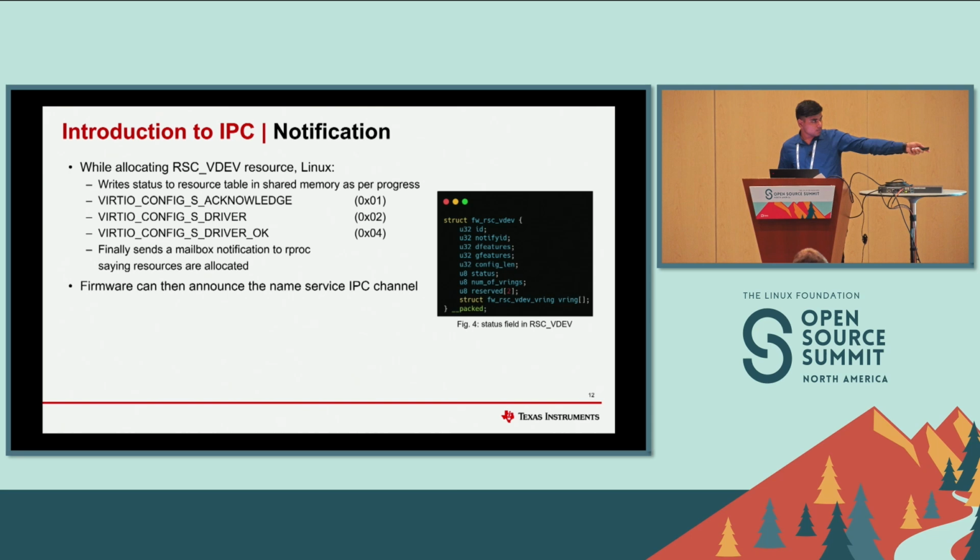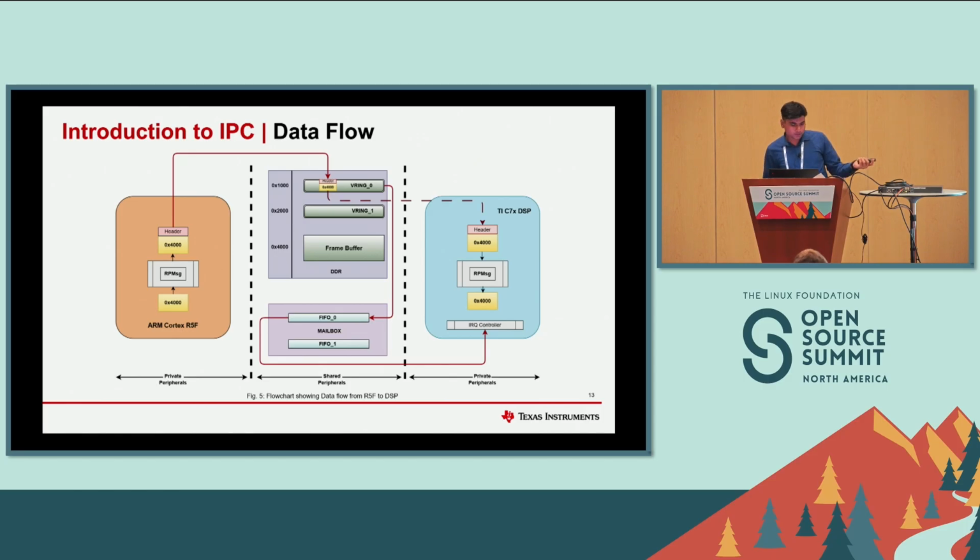And finally, it will send a mailbox message or some sort of interrupt, whatever you use for interrupts. It will send it to the remote processor saying, hey, I've allocated all your resources that you requested. Now you're good to go if you want to do some sort of IPC. And then firmware can announce the name service IPC channel, which will initiate the RPMsg VirtIO IPC. This is a typical boot flow.